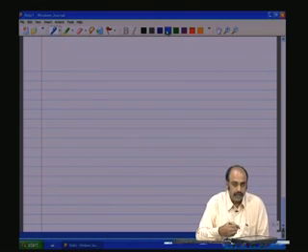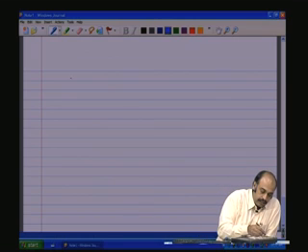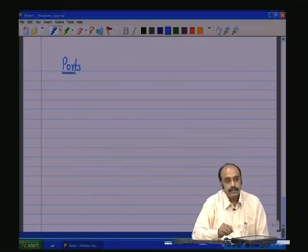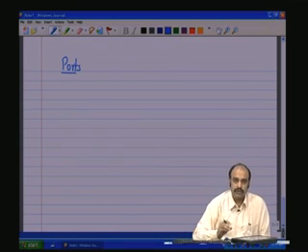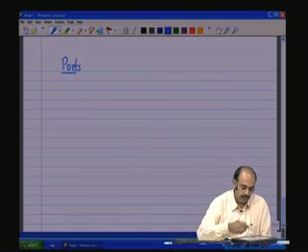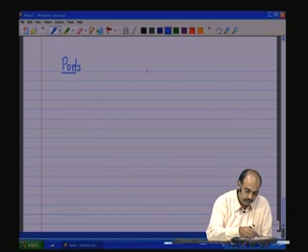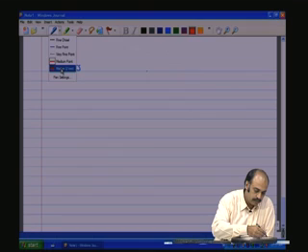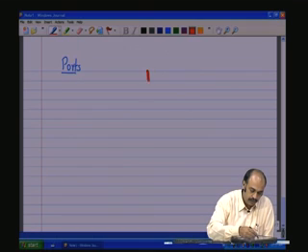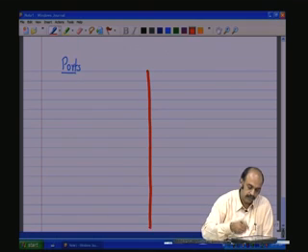So now let us discuss something about ports, because the power is going to interact with various components, various systems and various equipments only through ports. So if you take this whole page, okay, this whole page, let us divide this into two.